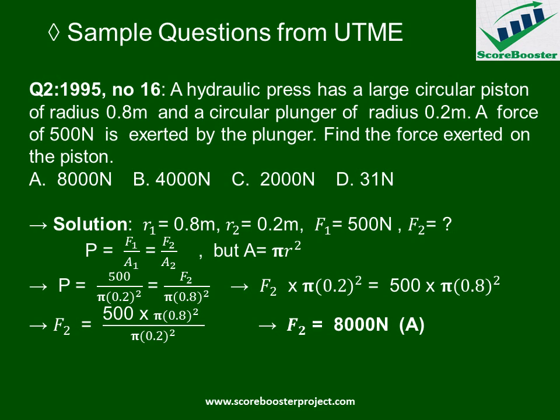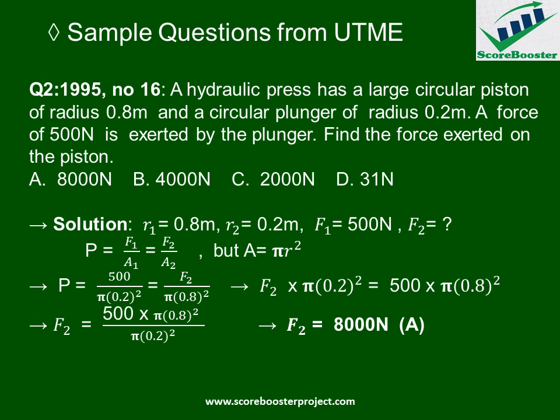Now, solution to this: as usual, the pressure on the large circular piston will be equal to the pressure on the plunger. So the pressure of the plunger now will be the force of the plunger over area, and that will be 500 divided by pi times 0.2 square. In this case, since we are not given area directly, we can calculate the area from the radius using pi r square, because the area is circular in nature.